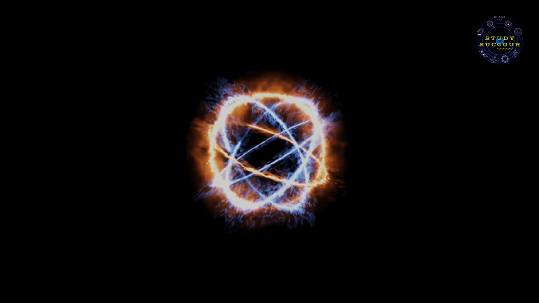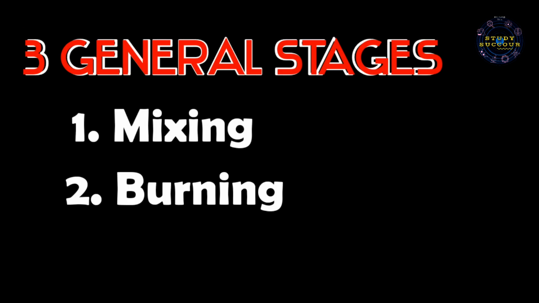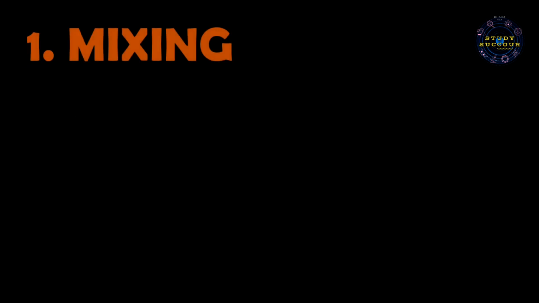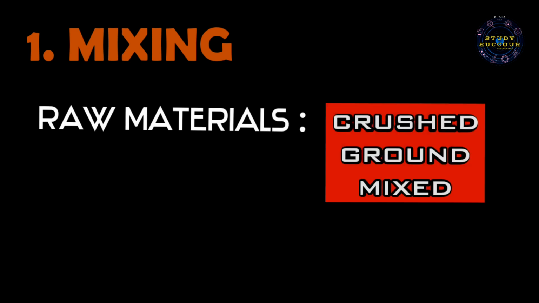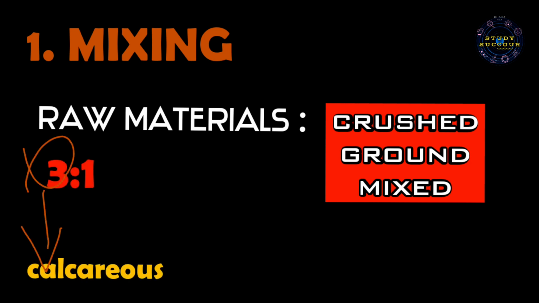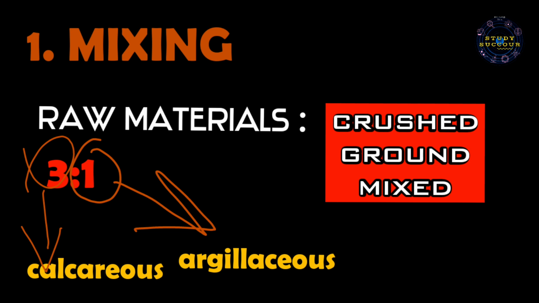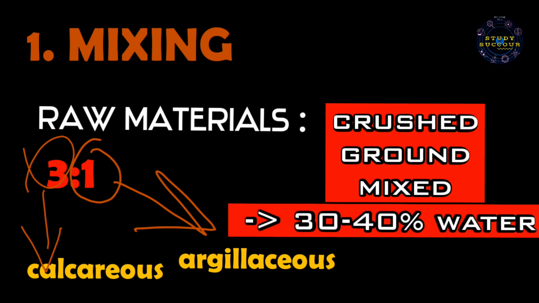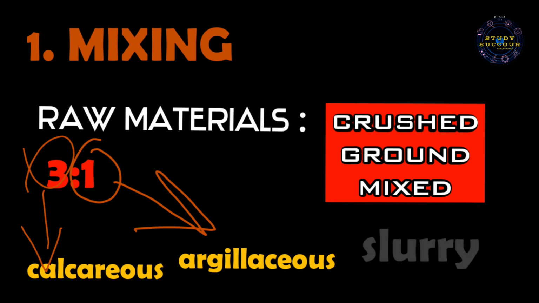Now I'll explain to you about the wet process for the manufacture of Portland cement in details. This wet process consists of 3 general stages: mixing, burning and grinding. So let's start from the first one, mixing. The raw materials are crushed, ground and mixed in a proper proportion, that is 3:1 for calcareous is to argillaceous materials or limestone is to clay, with 30 to 40% water to form a slurry.